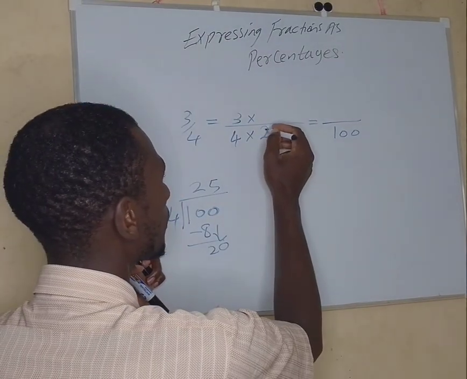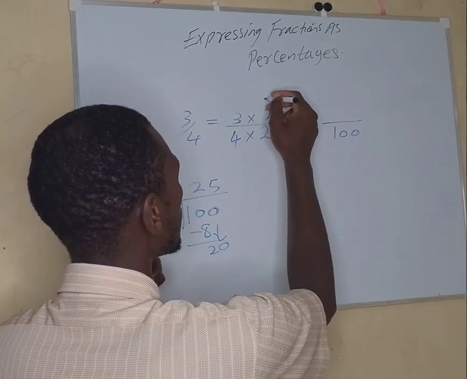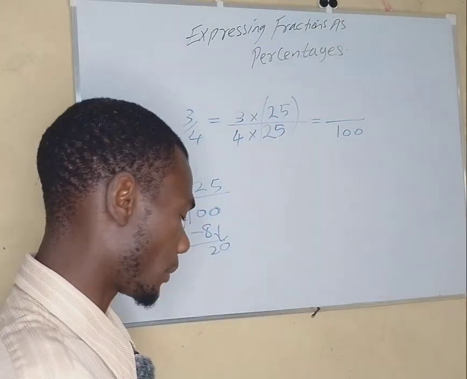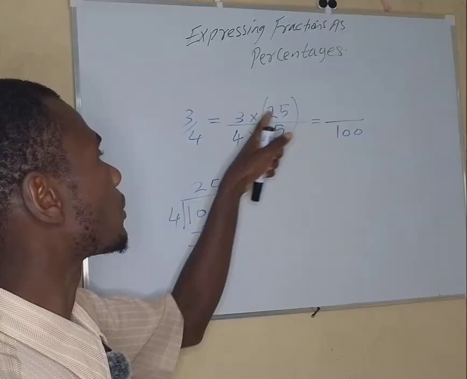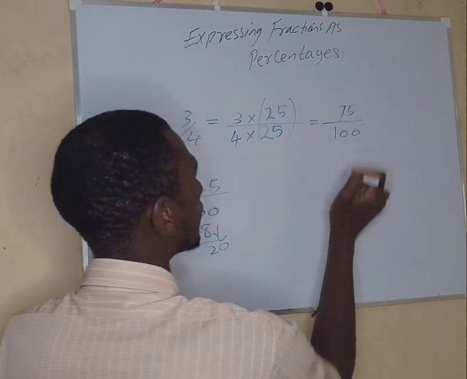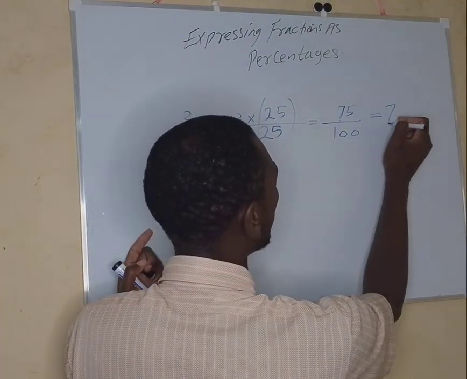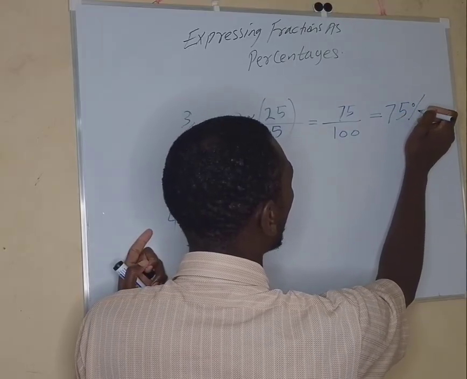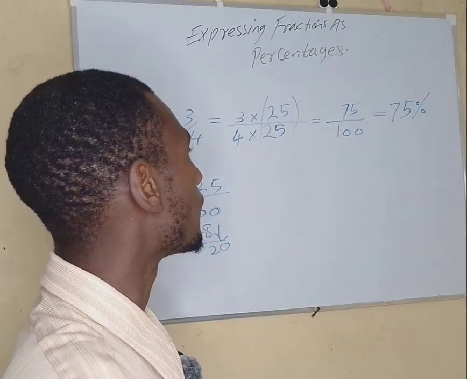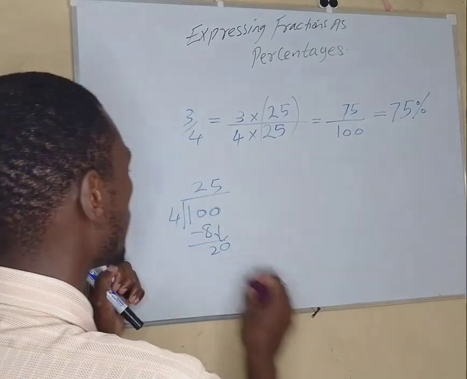Then I said the number you have used down here is the same number you use up. So I'm repeating, the number you find down here is the same number you use up. So 3 times 25 should give you 75. So 75 over 100 gives you 75%. Once you have it over 100, it gives you 75%.